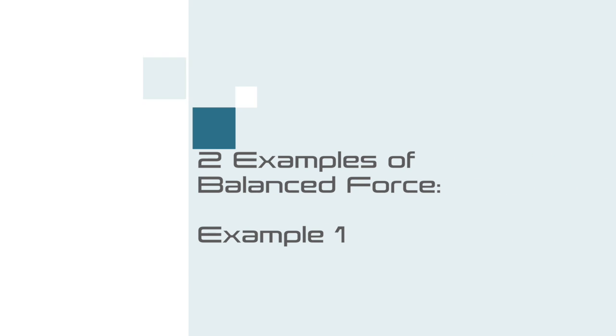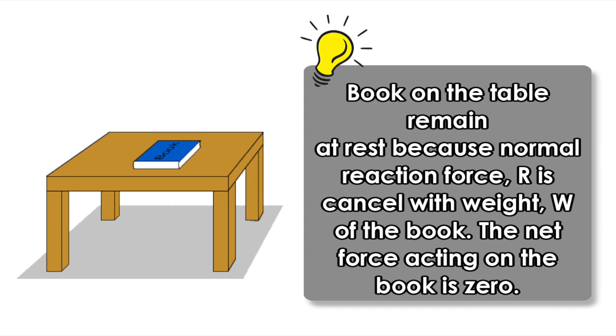These are two examples of balanced force. Example 1. A book on the table remains at rest because the normal reaction R is cancelled by the weight of the book. Now, the net force acting on the object is 0.